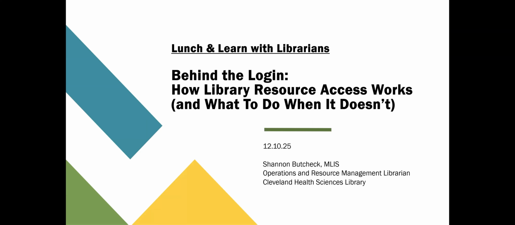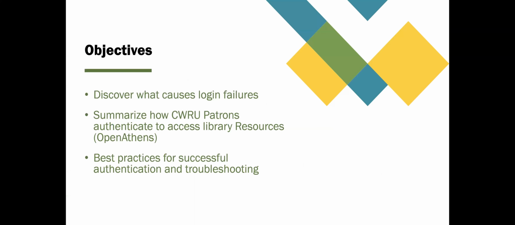Today, like Jackie said, we're going to be talking about logins, how library access works, and what to do when it doesn't. These are the objectives. Today I'm going to discuss a couple of reasons why your login fails, and how the current configuration is set up for library access. It's just for reference, so maybe it'll help you piece things together. You don't have to remember any of it. And the last thing is best practices to avoid error messages in the future.